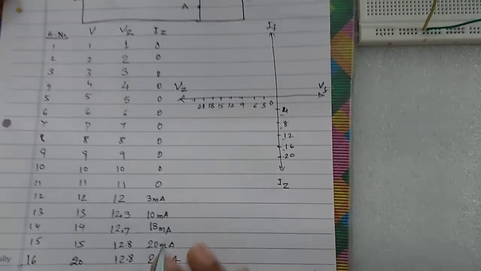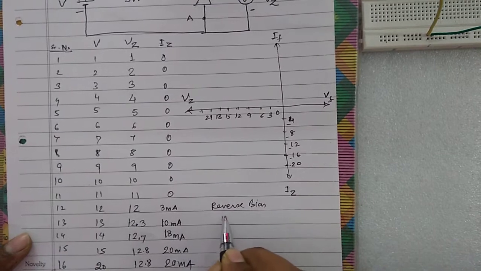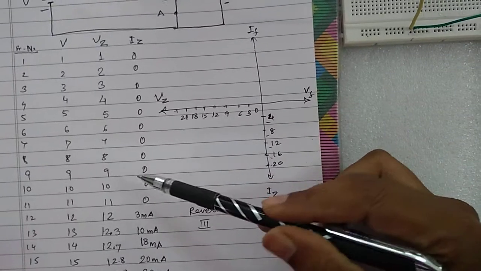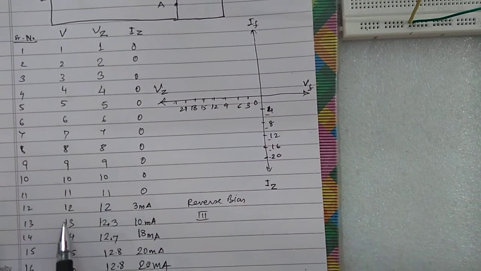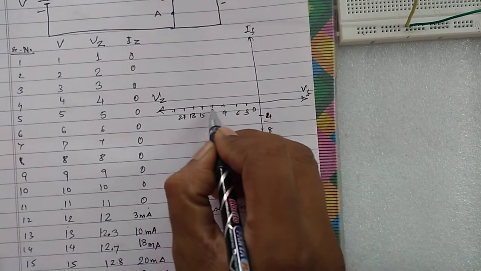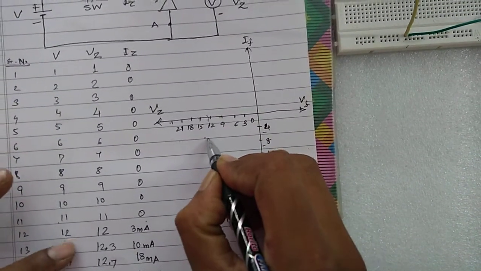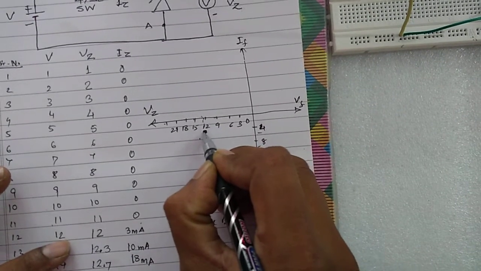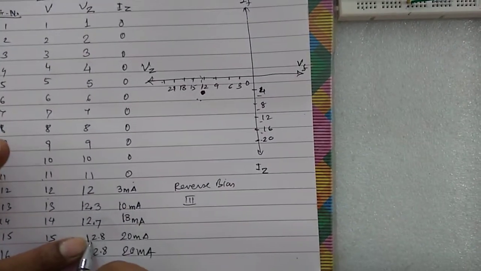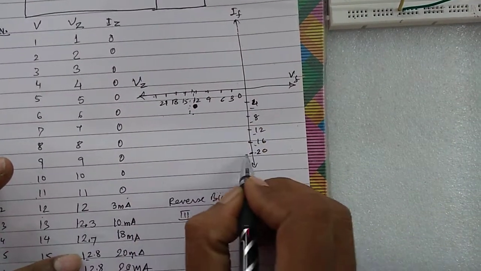Now we will plot the Zener characteristics in reverse bias. It is the third quadrant. We have not plotted the characteristic for forward bias because this is the table for reverse bias. We can see that up to 11 volts the current is 0. Then after 12 volts the current has increased to 3 milliampere. Then after 15 it has increased to 12.8, 20 milliamperes.